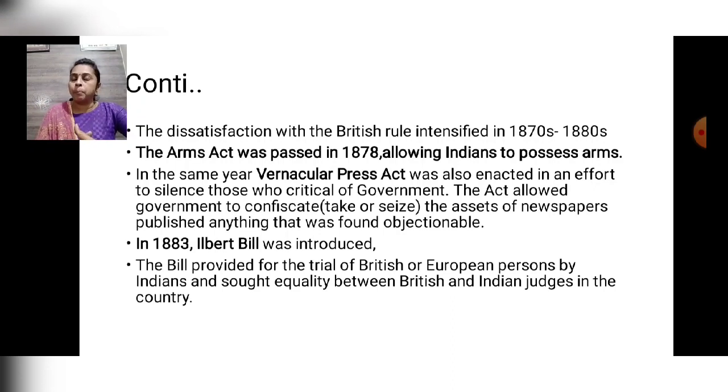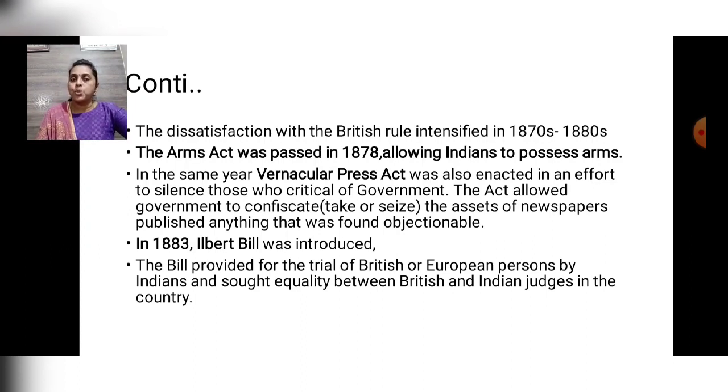The dissatisfaction with the British rule intensified in the 1870s and in the 1880s. They established the East India Company in the year 1600, and then slowly by the 1870s or 1880s, people across the nation realized that British rule was unjust, and that is why the movement of nationalism developed in the minds of Indians.